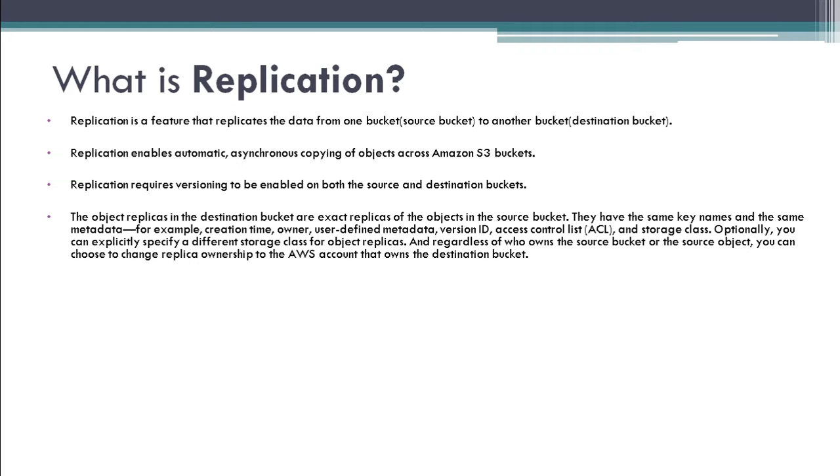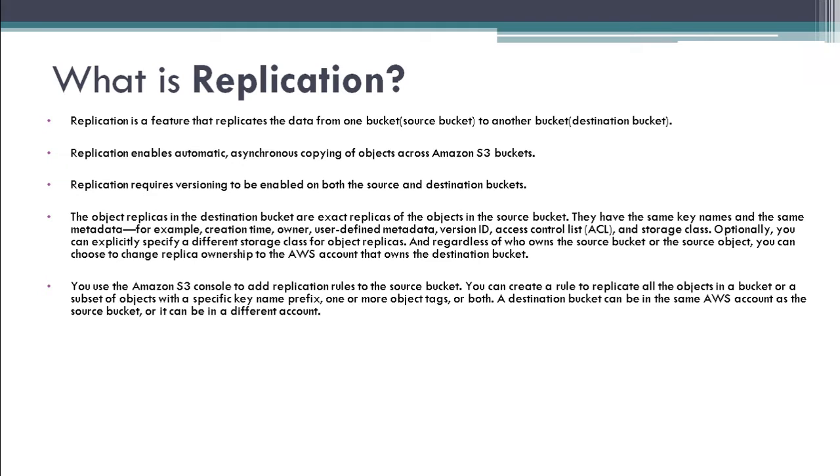And regardless of who owns the source bucket or the source objects, you can choose to change replica ownership to the AWS account that owns the destination bucket. If you want to change the ownership of your source bucket or objects, you can do that also. While setting your replication rules, you can select this option. So you will get exact copies by default, and if you want to make changes in storage class or ownership, you can set that as well while replicating your objects.